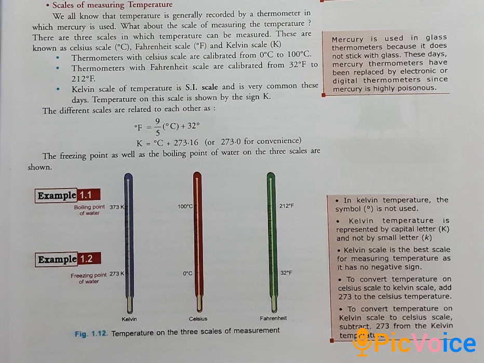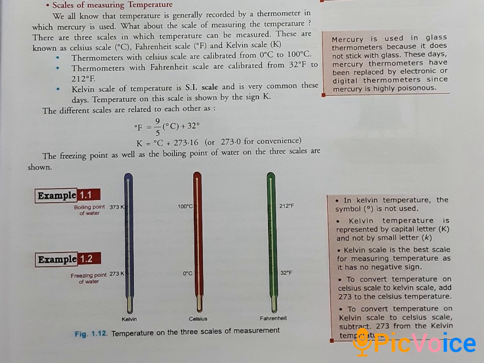Suppose temperature in Kelvin is given and you are asked to convert it into degree Celsius, then what will you do? Then temperature in Kelvin minus 273.15 equals temperature in degree Celsius. Hope you understand this much.